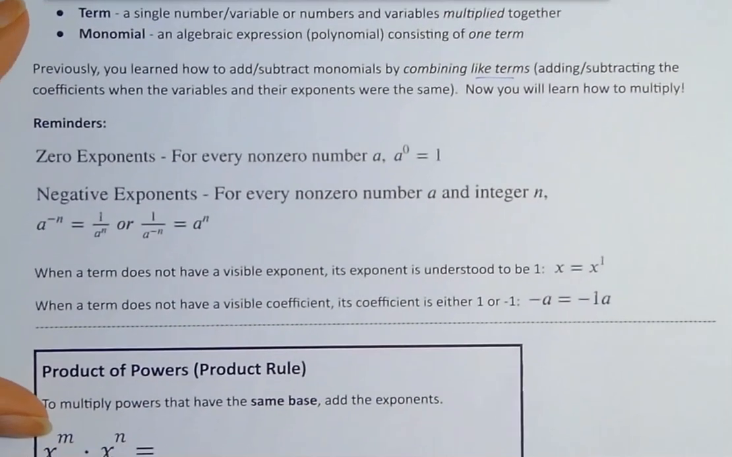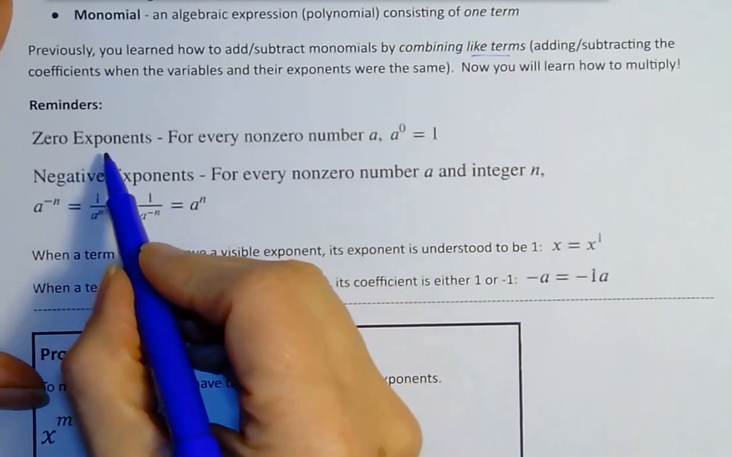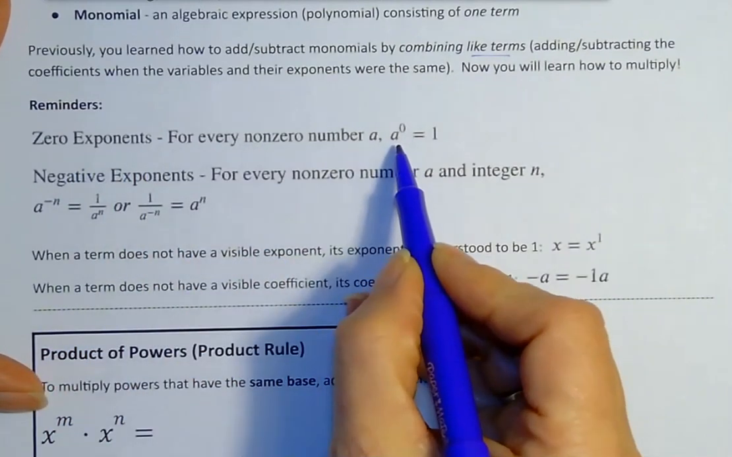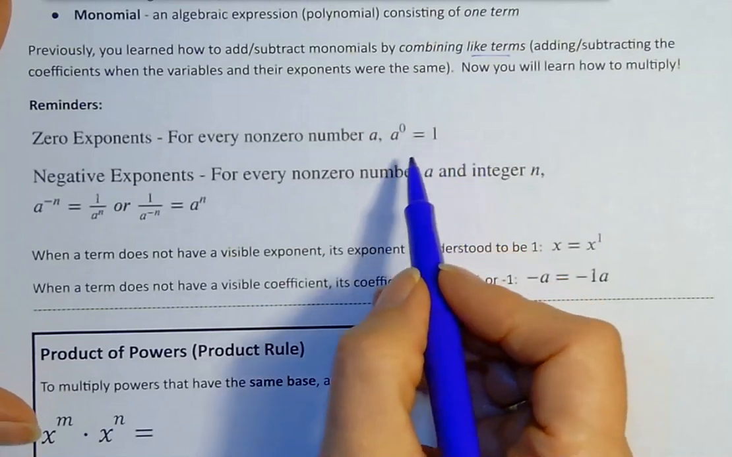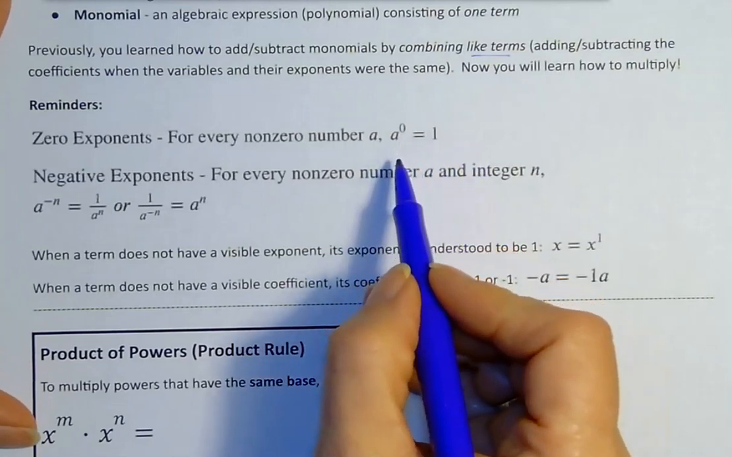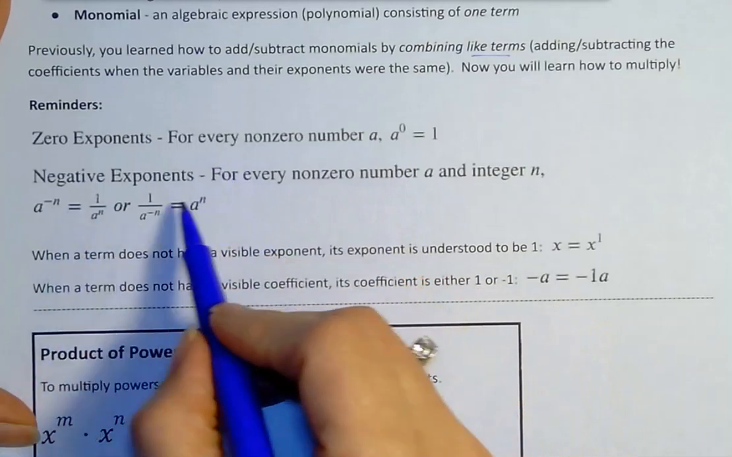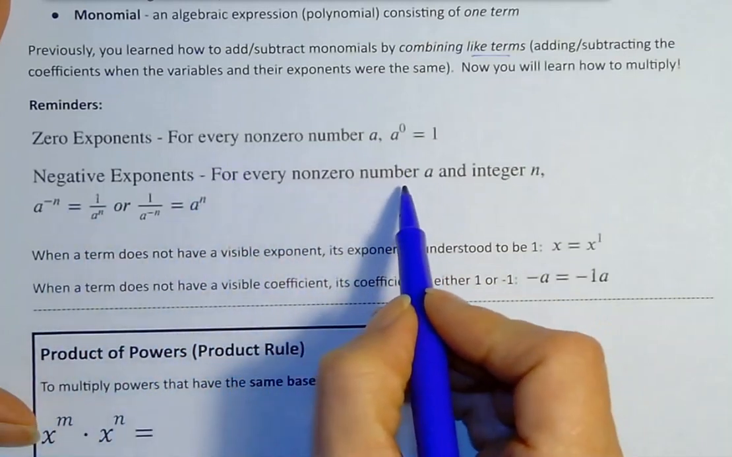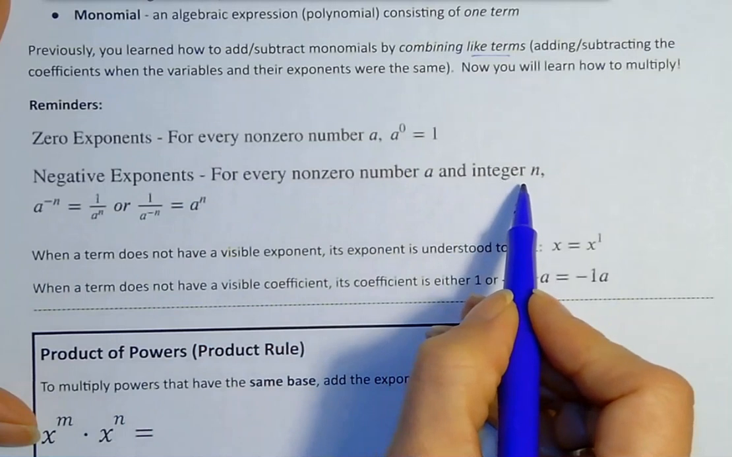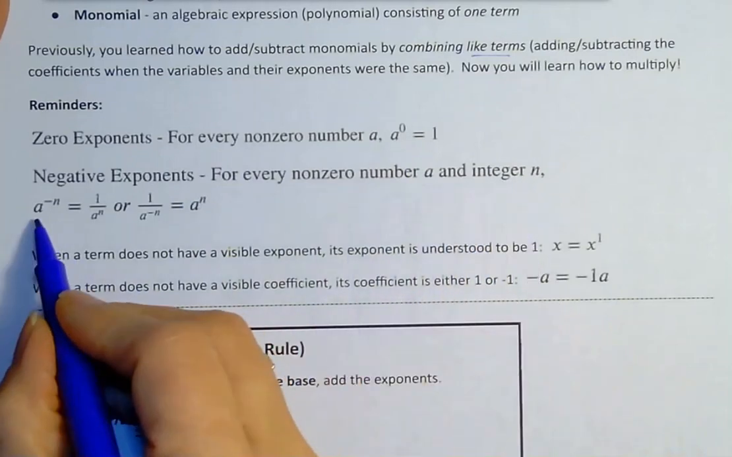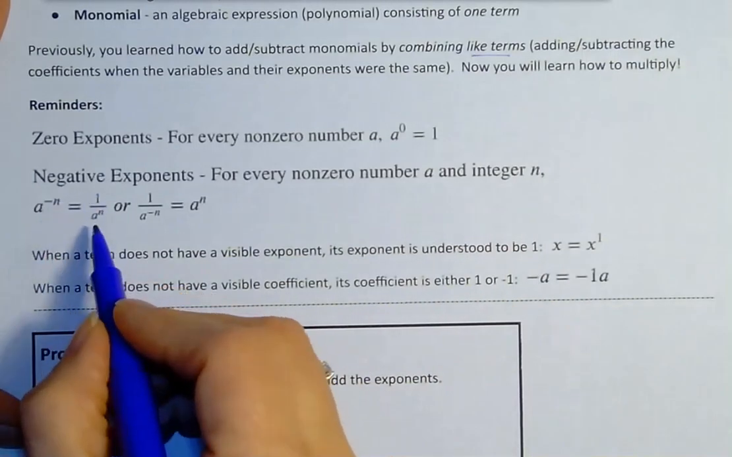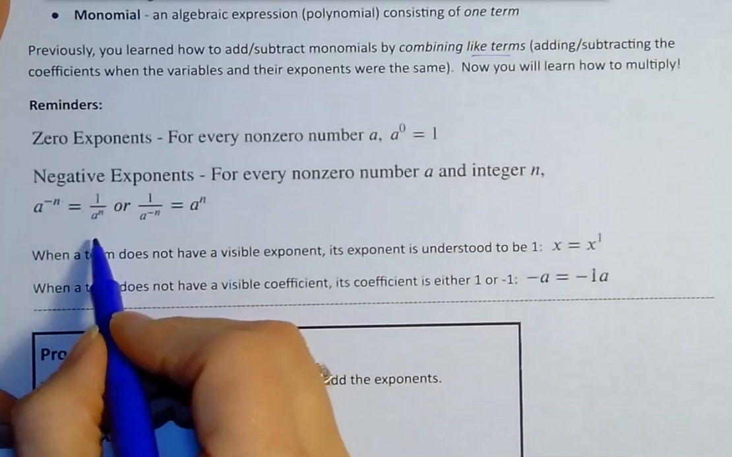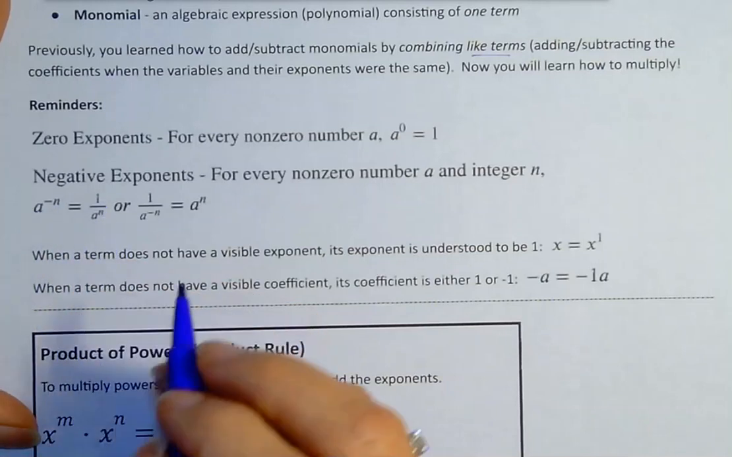Just a reminder, any time you have an exponent of 0, a to the 0, it doesn't matter what a is, it equals 1, okay? And we assume that a is not 0. Negative exponents: if we have a non-zero number a and an integer exponent n, if I have a to the negative n, I can rewrite that with a positive exponent by changing the location. So a to the negative n becomes 1 over a to the positive n.